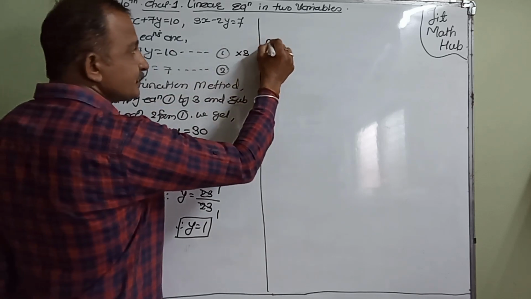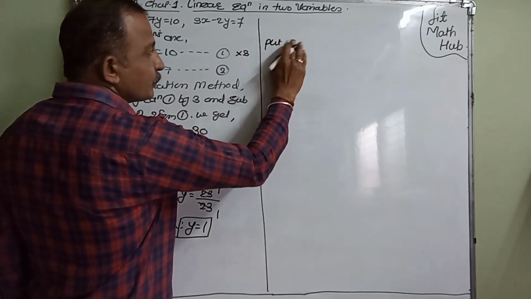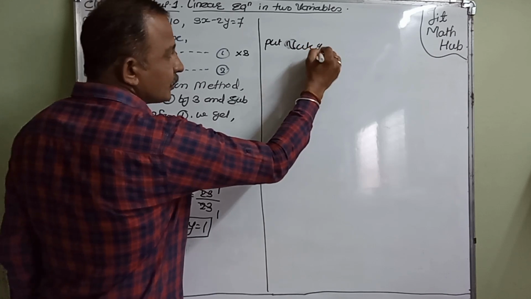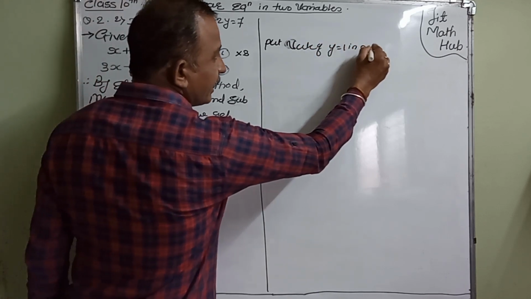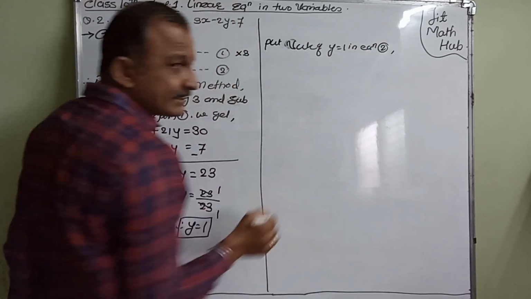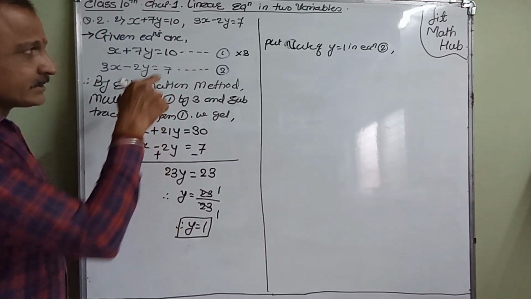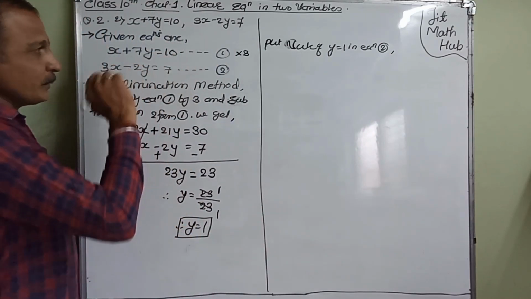Now put the value of y equal to 1 in equation second. We put it here in equation second. If you see the last two examples, we put it in equation first, but now we put it in equation second.